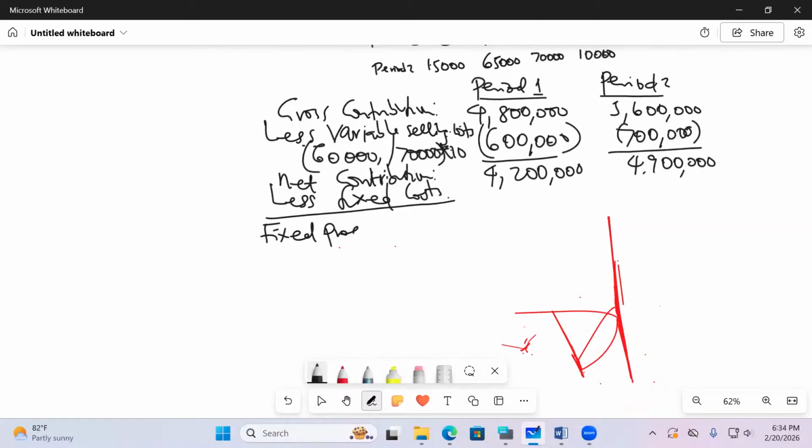Fixed production costs, are you able to see them somewhere? From note number 1, what have they told us is the fixed production amount? 4.2. But you see that is for a whole year. And how many periods do we have in this whole year? There are 2. So remember this marginal costing we don't absorb. We work with periodic costs.